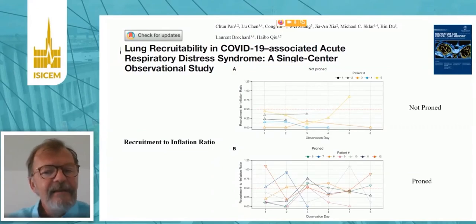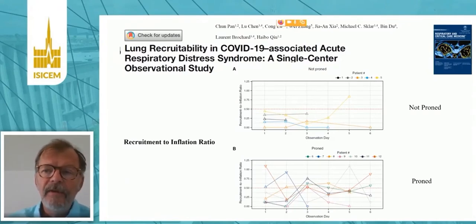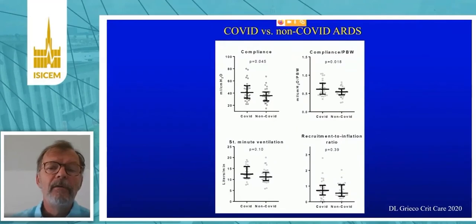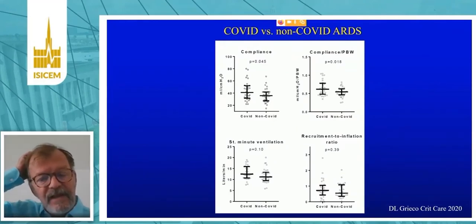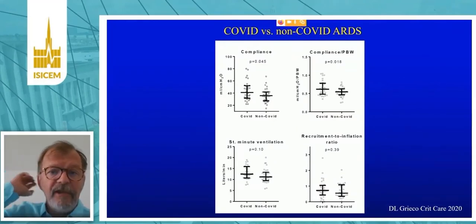So this technique is feasible. You don't need any sophisticated equipment. You can do it on any ventilator. And it can tell you whether the patient should receive a high PEEP or a low PEEP. So, is this different in ARDS with COVID or non-COVID?